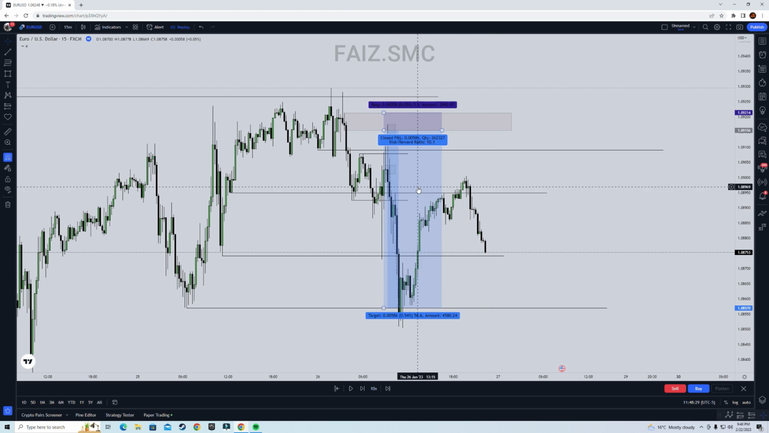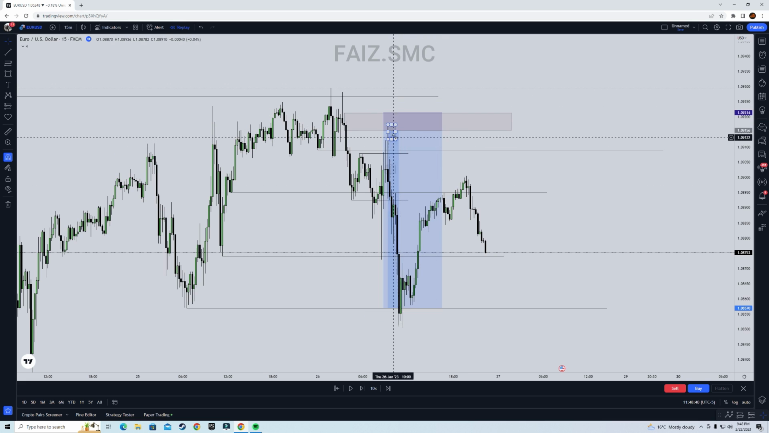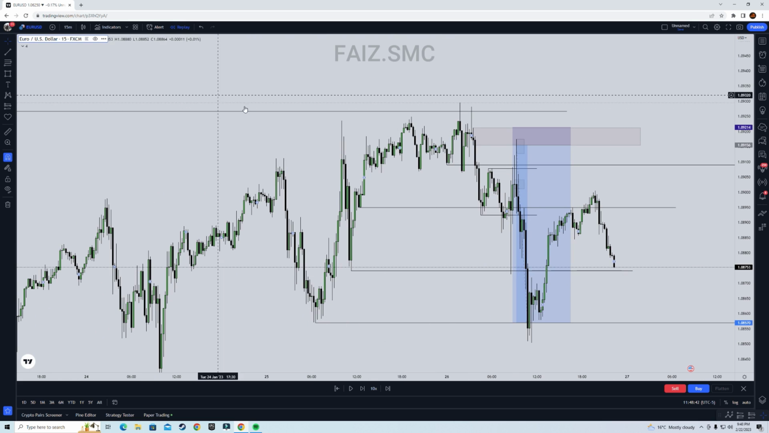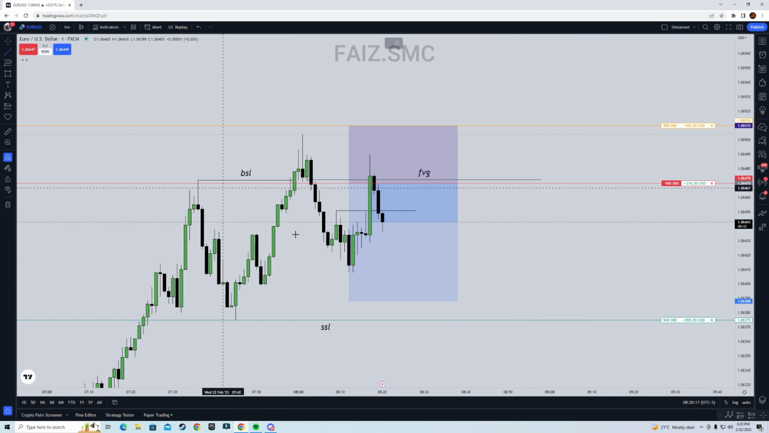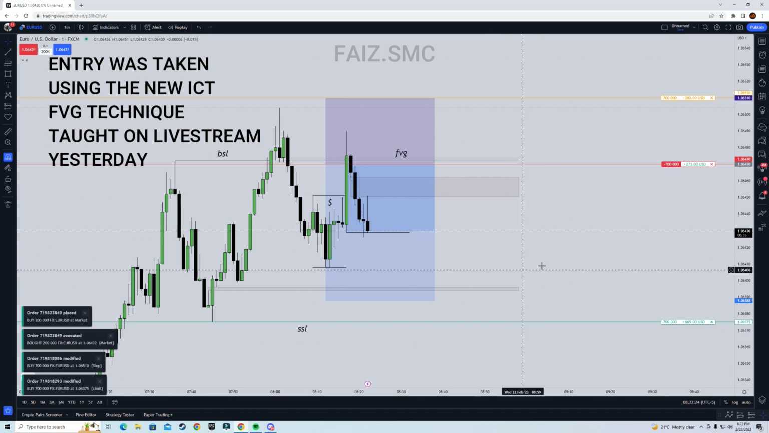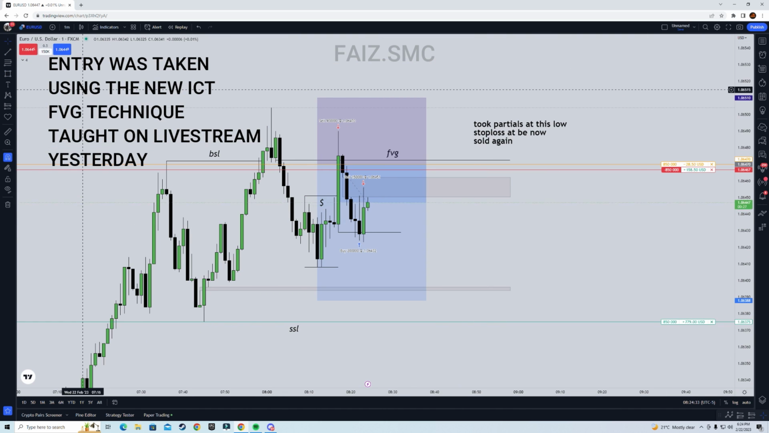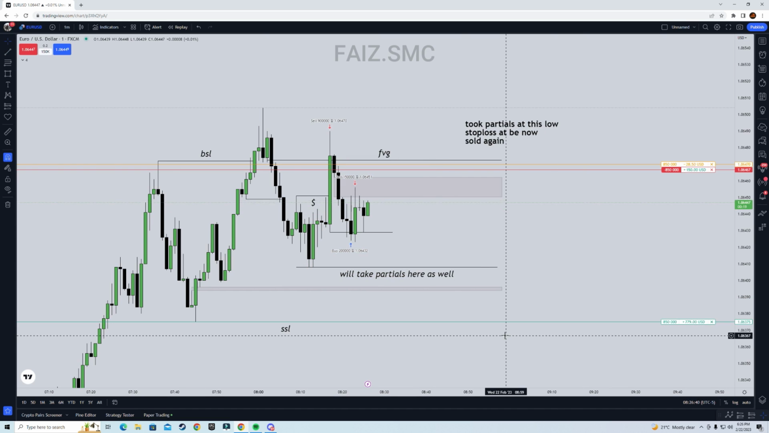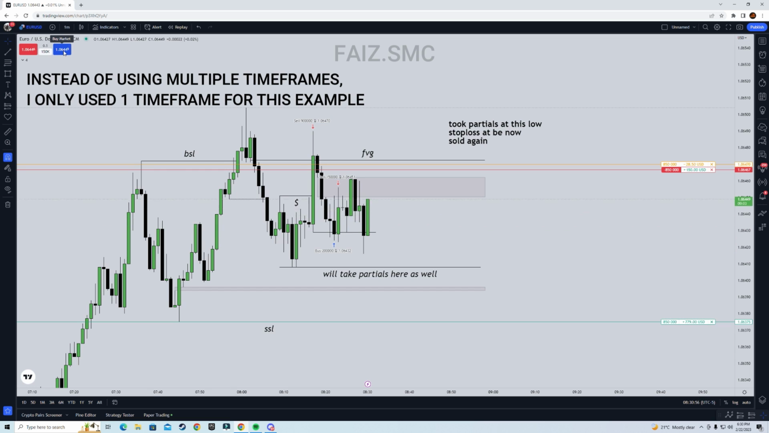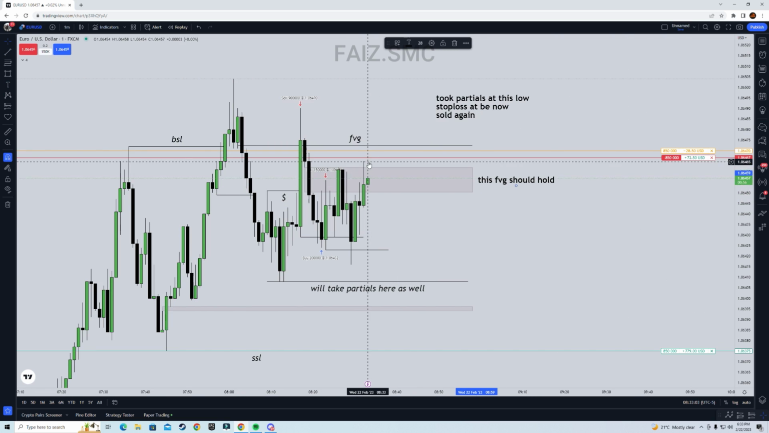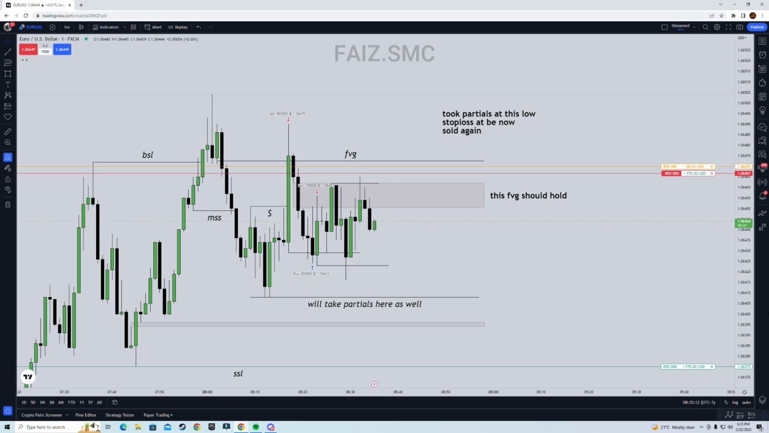Anyways, you see how this beautifully played out, right? So now let me show you a live trade that I took using the exact same technique. I took my entry. I took the trade on 1 minute time frame. I'm going to show you how it played out. So it's clear.